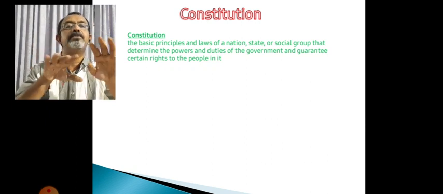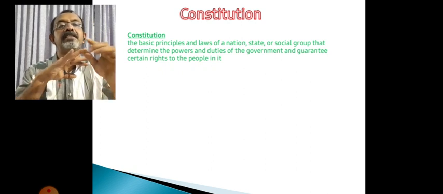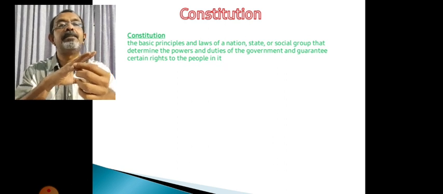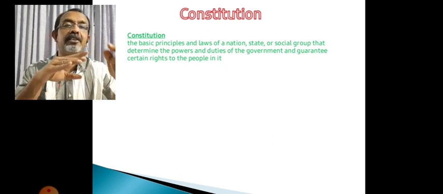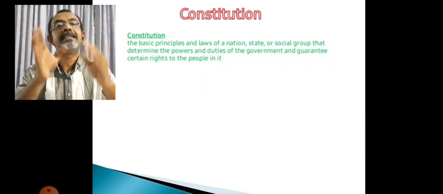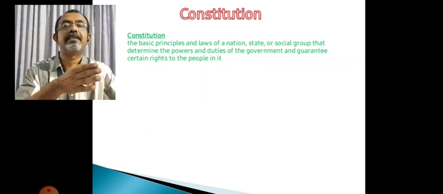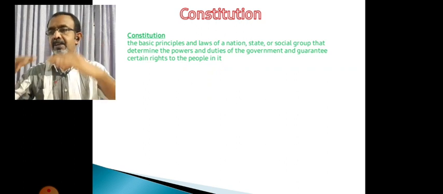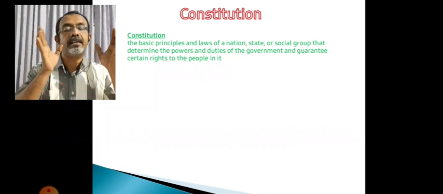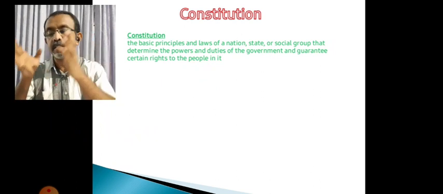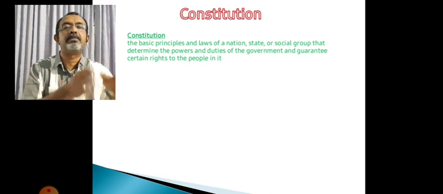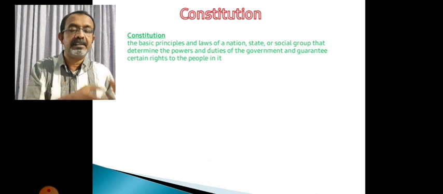So, there are three points we have seen. One is basic principles and laws that determine the powers and duties of the government. And the next part, the third part, is that it guarantees certain rights to the people in it. It not only tells what the government should do and what the government can do, it also gives some rights, some freedom, some privileges to the people who are living in it.